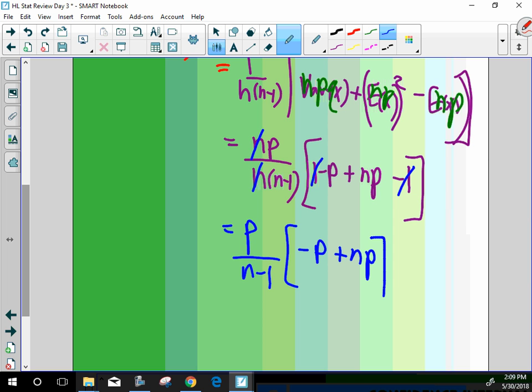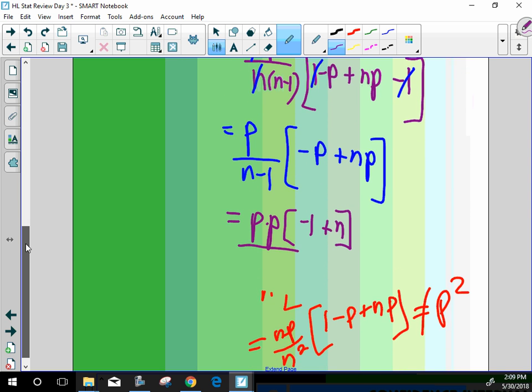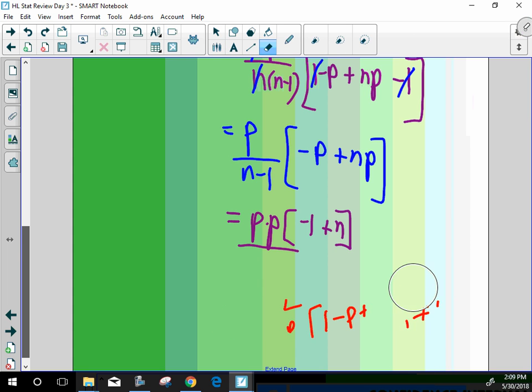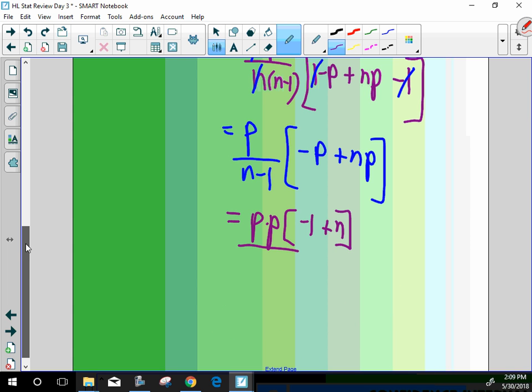What can I factor out of here? Another P. So that's going to be P times P, leaving negative 1 plus n. And in the denominator is what? Yeah. N minus 1, or negative 1 plus n.